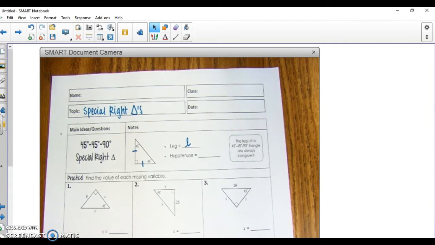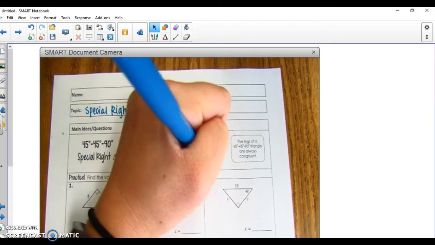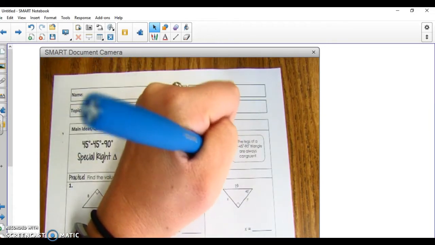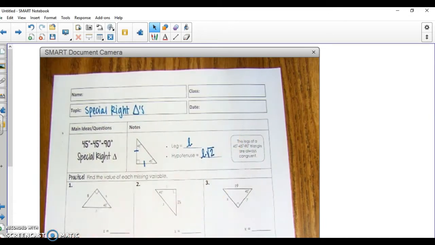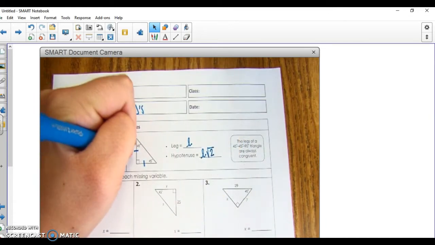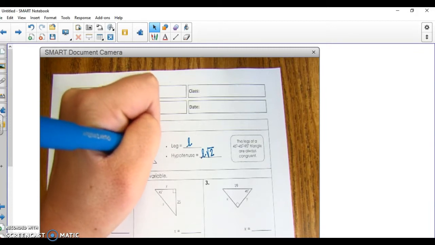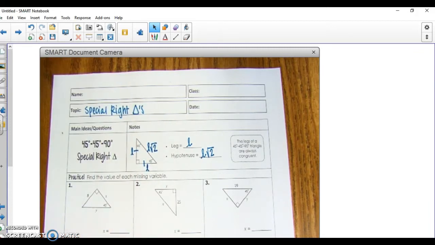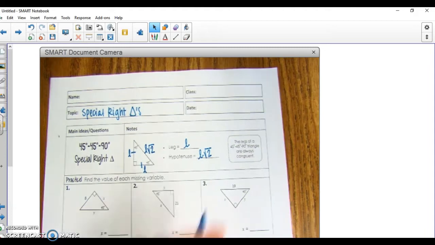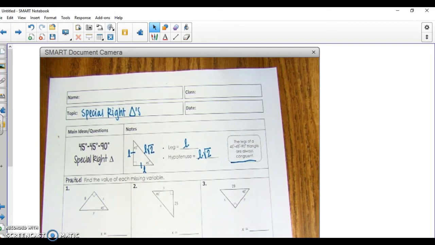And then our hypotenuse is going to be the leg times the square root of 2. So we have a leg, and then the leg times the square root of 2. Alright, so the legs of a 45, 45, 90 triangle are always going to be congruent.